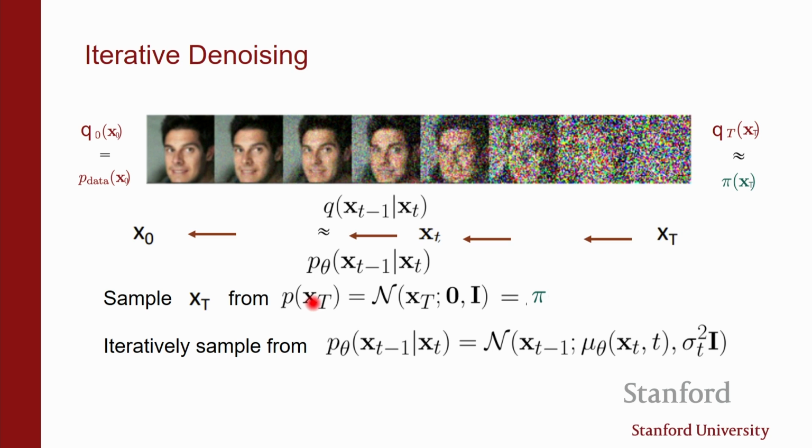While if q of xt given xt minus 1 is the same thing, just adding a little bit of noise, presumably inverting that is also going to be relatively easy. And so we're breaking down this complicated problem, going from noise to data, into 1,000 little sub-problems where all you have to do is remove a little bit of noise. And that ends up being better in practice because the sub-problems are much more tractable to learn.